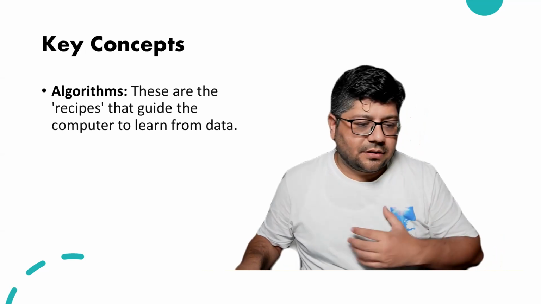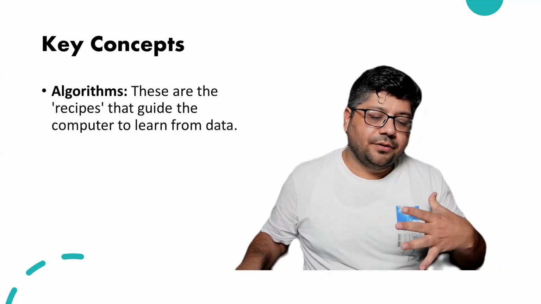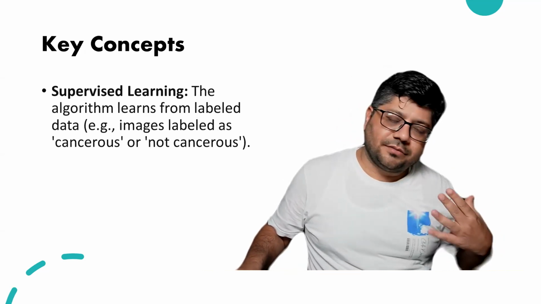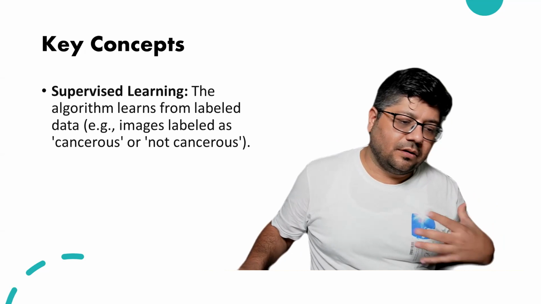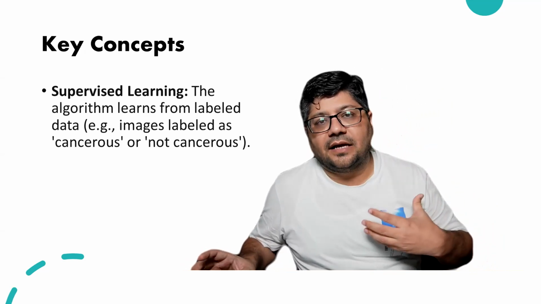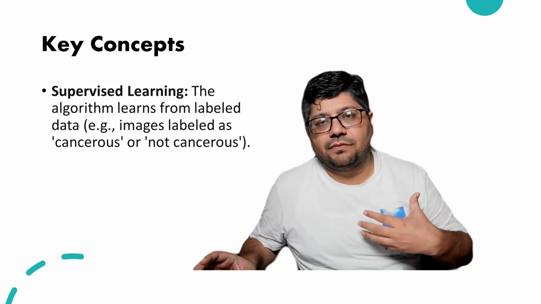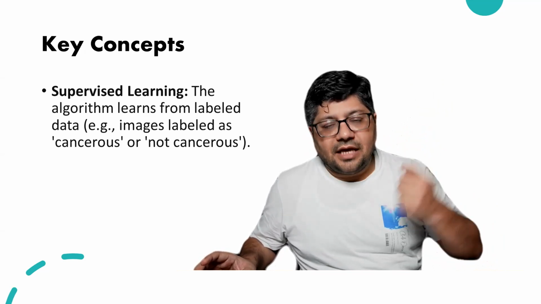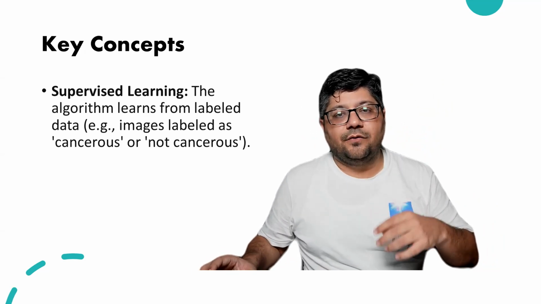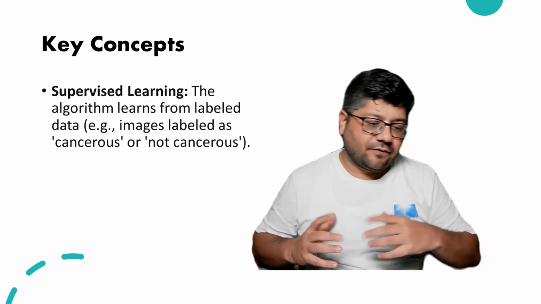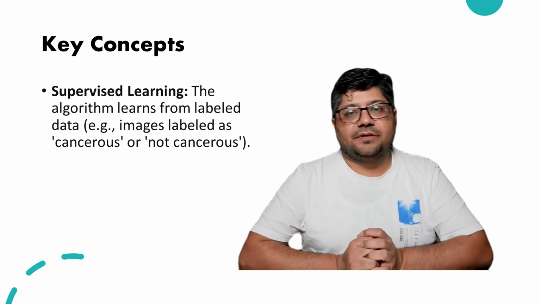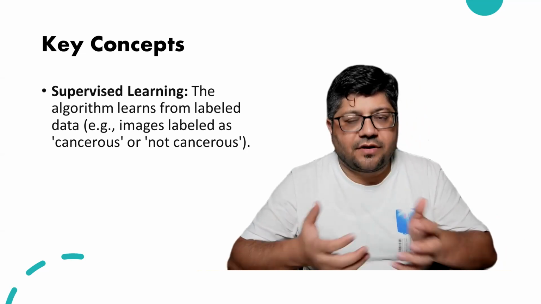What are algorithms? These are the recipes that guide the computer to learn from the data. Now, there are different terms like supervised machine learning model. Supervised machine learning is a type of machine learning model in which we use labeled data. For example, in the data, you have a variable which is labeling the individual as disease positive or disease negative. For example, whether a person has cancer or does not have cancer, whether a person has diabetes or does not have diabetes, and so on.